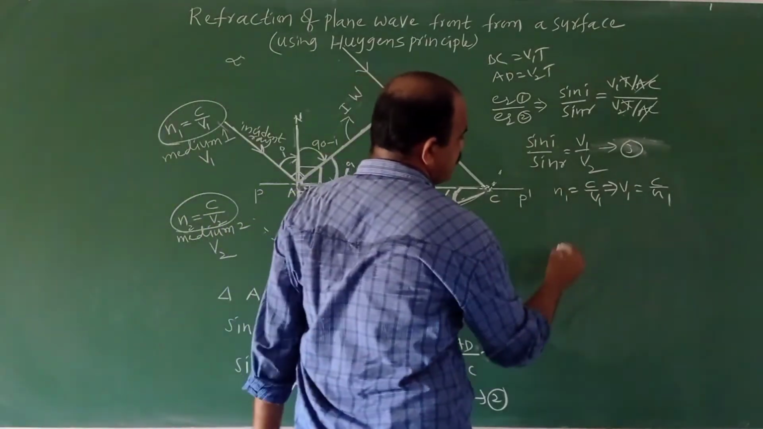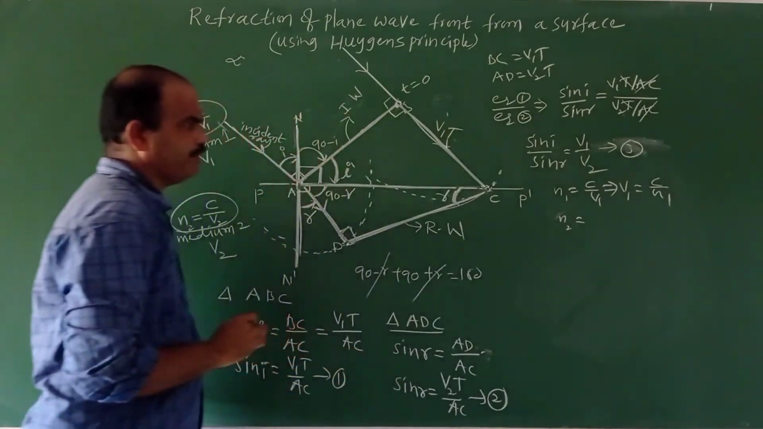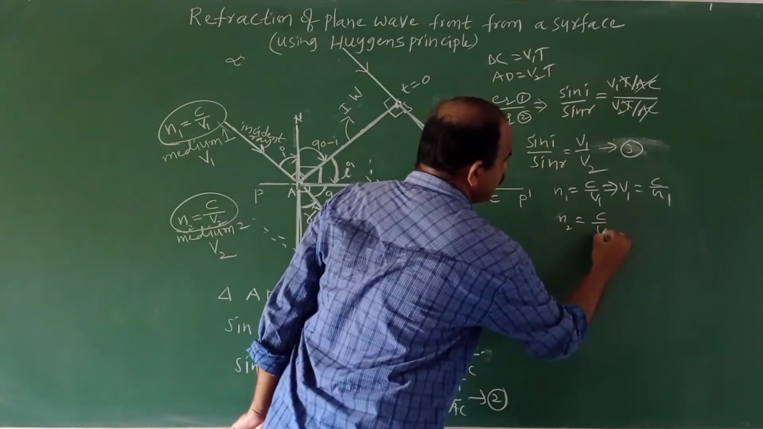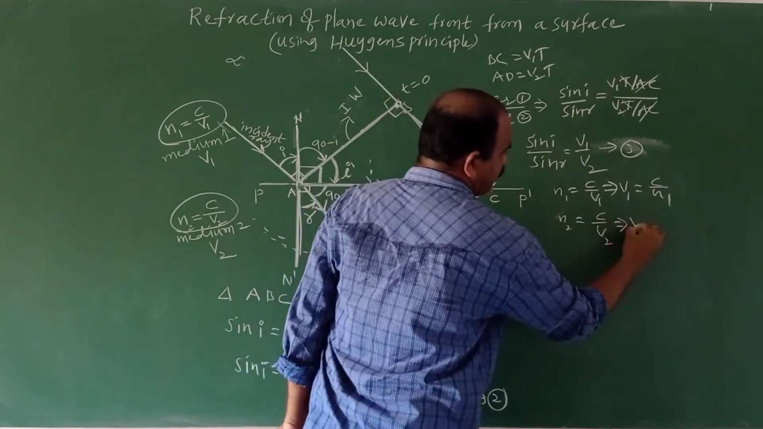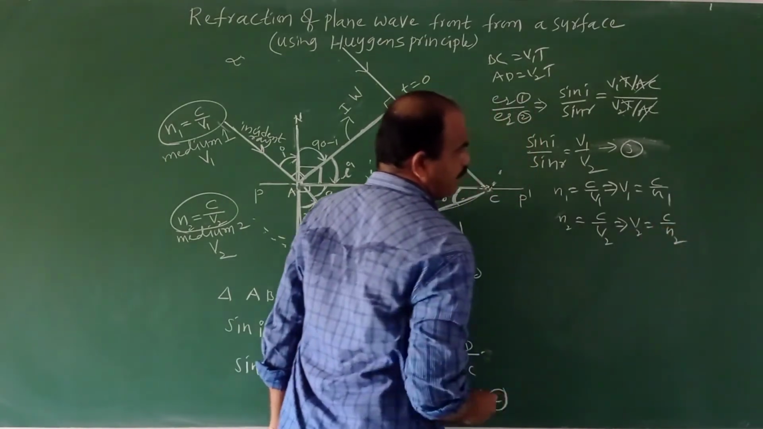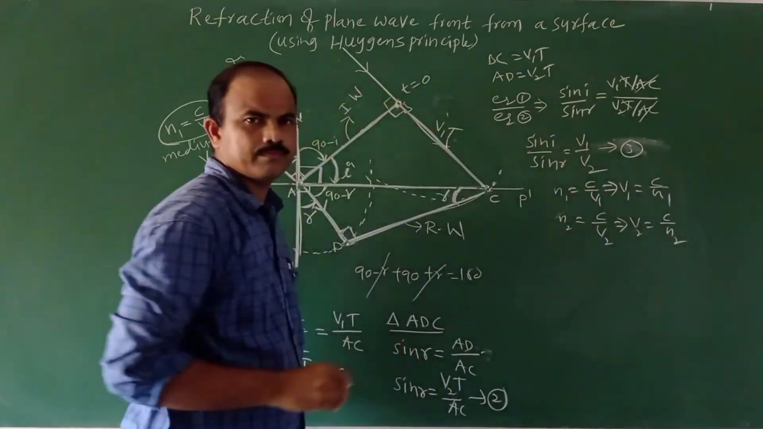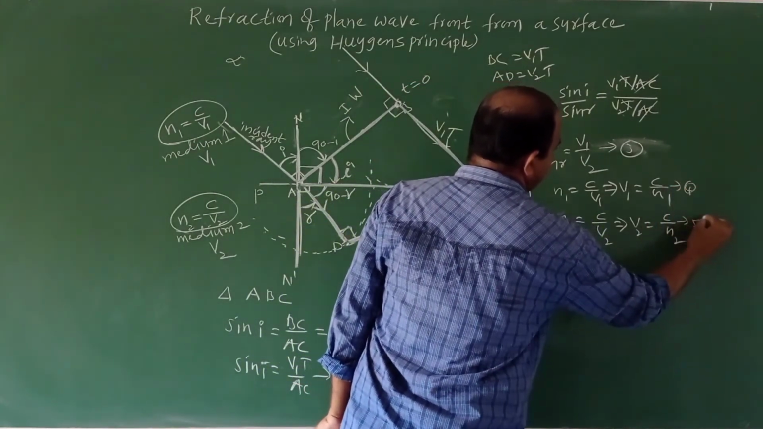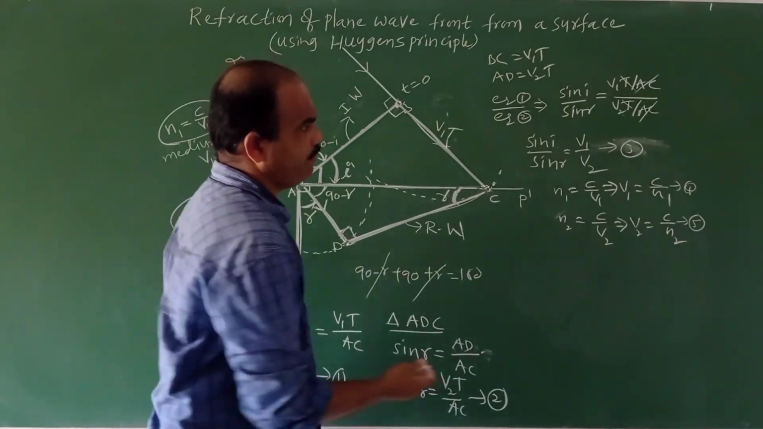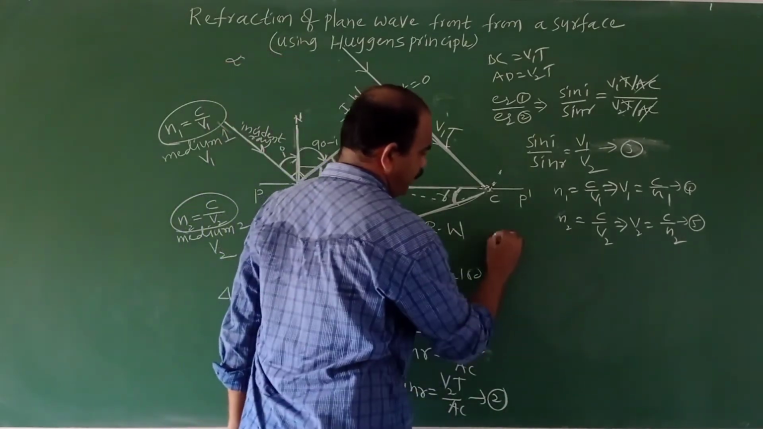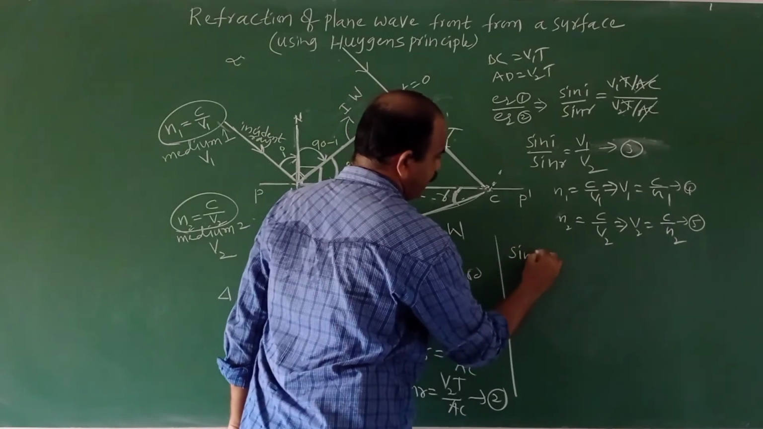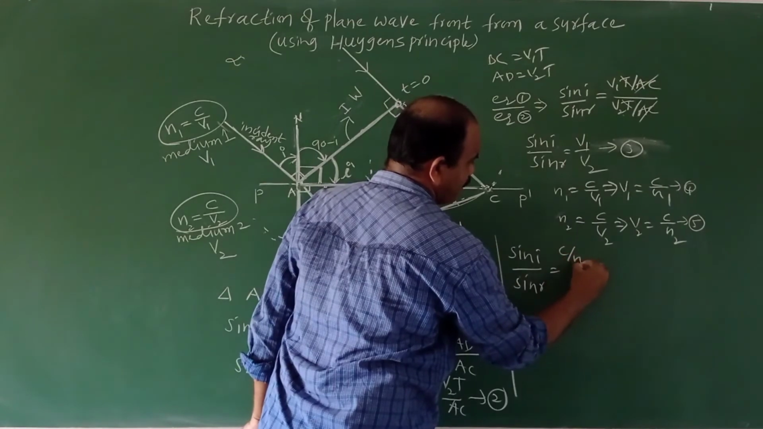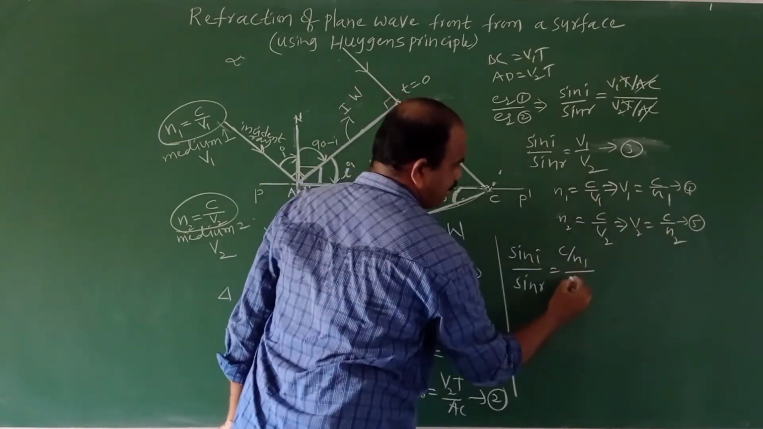And as well, what is the absolute refractive index n2? It is nothing but c by v2. So from this, v2 is equal to c by n2. Now substitute these values in equation 3. Consider this equation 4 and this equation 5. When equations 4 and 5 are substituted in equation 3, you get sin i by sin r equal to, V1 is c by n1 and V2 is c by n2.